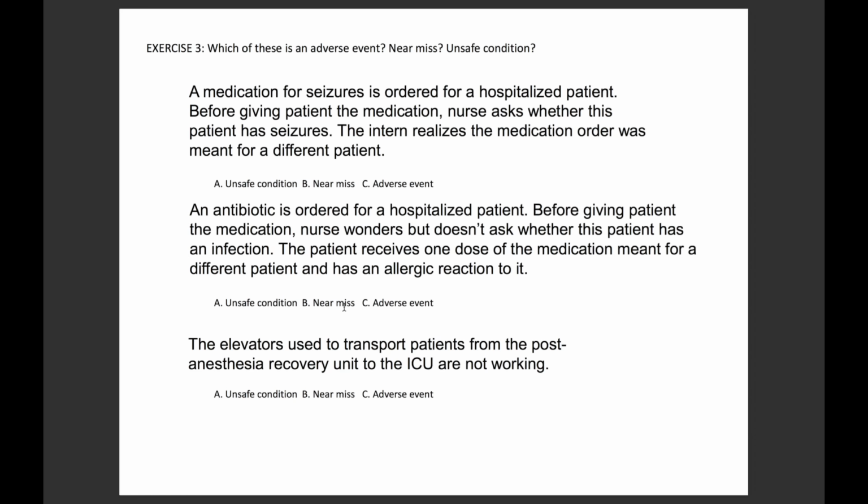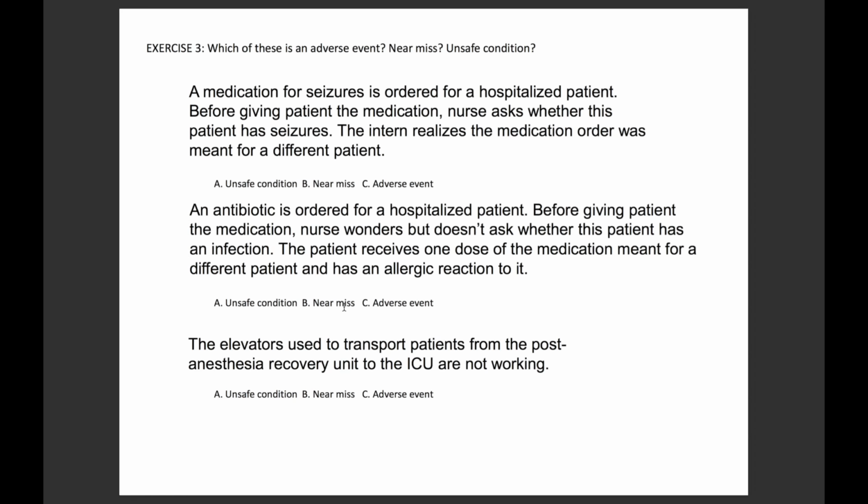An antibiotic is ordered for a hospitalized patient. Before giving the patient the medication, the nurse wonders, but doesn't ask, whether this patient has an infection. The patient receives 1 dose of medication meant for a different patient and has an allergic reaction to it. Well, harm occurred, so it's an adverse event. But it's also probably an unsafe condition too, because there's not a system of checks and double checks in this that the patient could receive it.